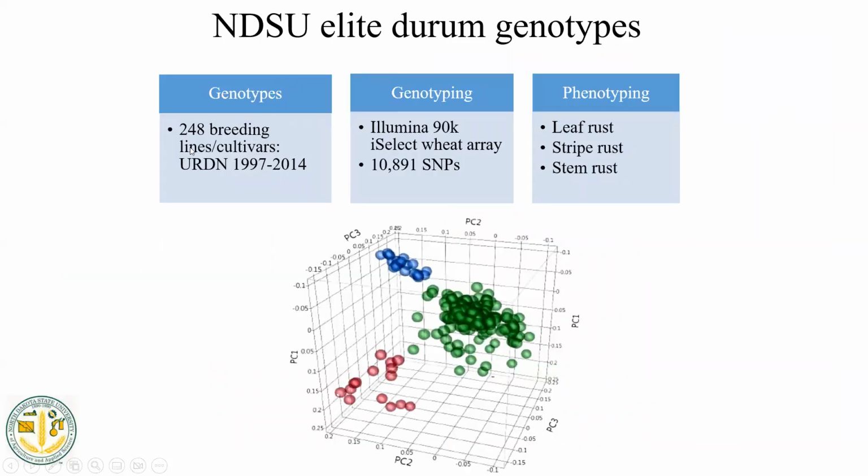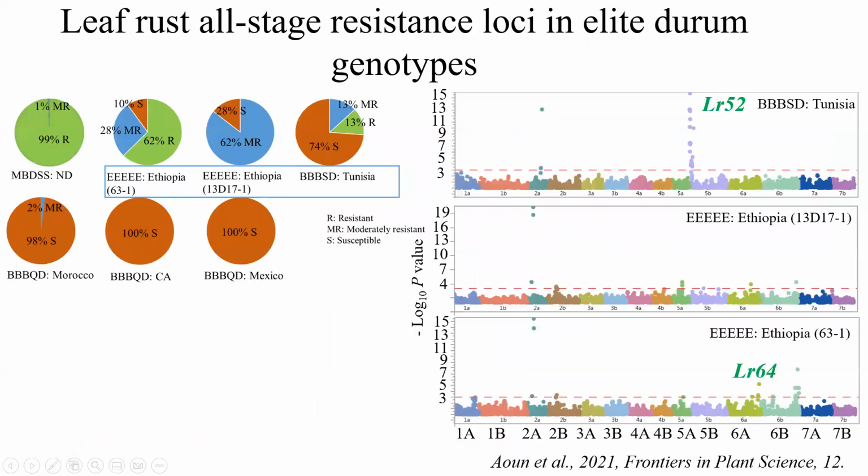The genotypes are 248 breeding lines and cultivars from the Uniform Regional Durum Nursery from 1997 to 2014. This germplasm was genotyped using the Illumina 90K wheat array, which generated around 11,000 SNPs. The phenotyping was done for three diseases: leaf rust, stripe rust, and stem rust at the seedling stage.